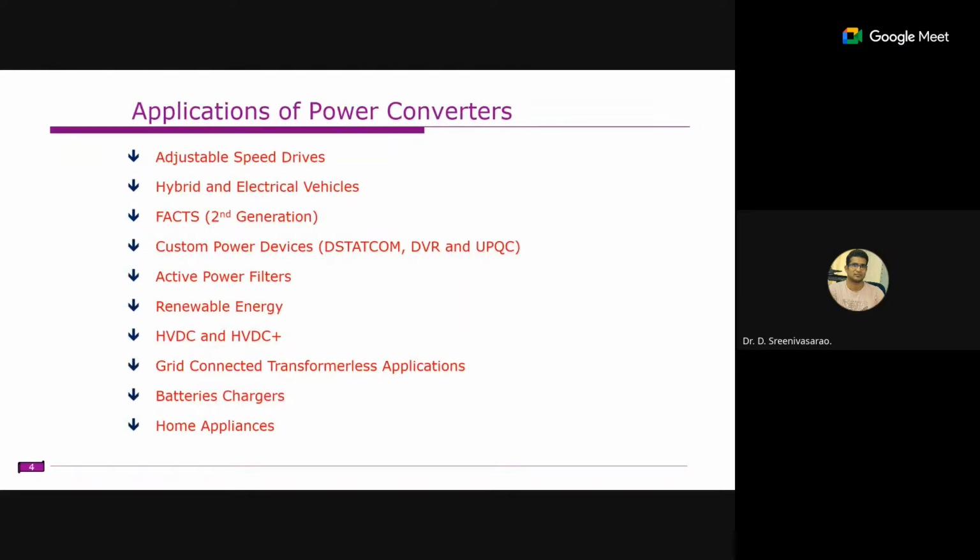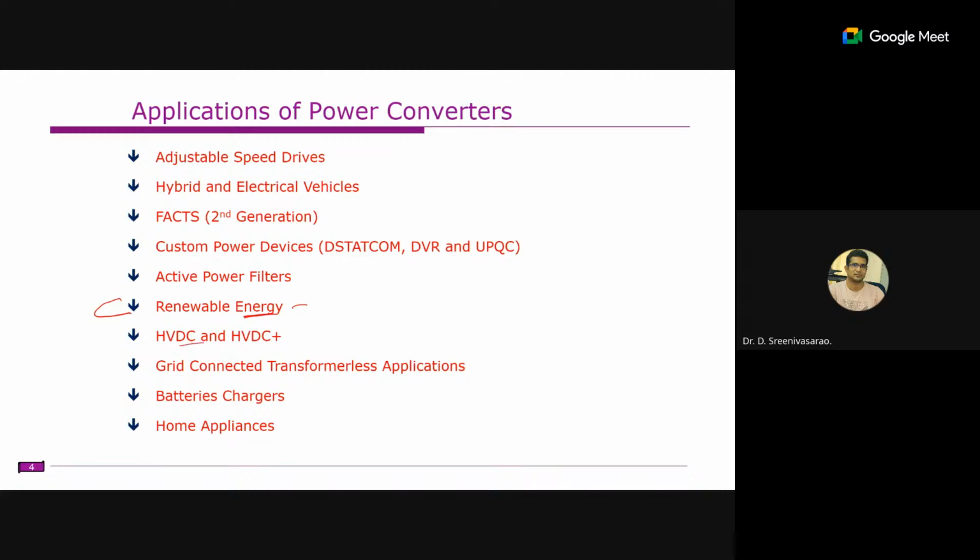So there are many applications. One is adjustable speed drives, electric vehicles, FACTS, DSTATCOM, custom power devices, active power filters. And this is the point where we are focusing right now: renewable energy generation. For renewable energy generation, for integration and for control, we also require power electronic circuits.